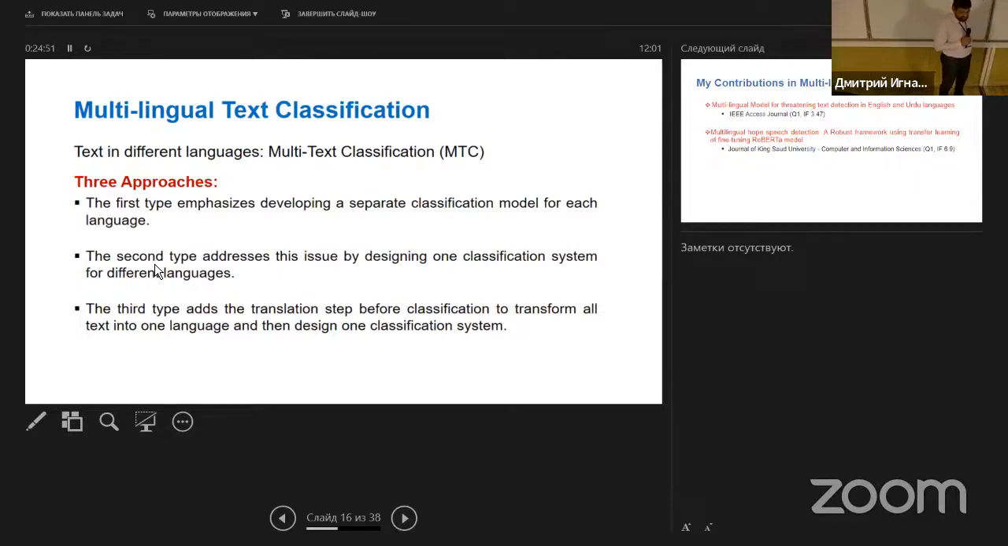The third approach adds a translation step for classification. It means we translate all languages into one universal language, and then we can design one classification system. So this is the third approach in multilingual text classification.